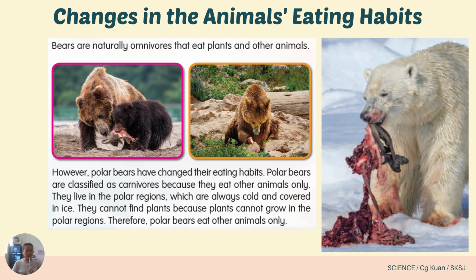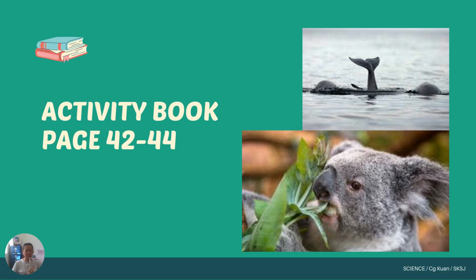They live in the polar regions, which are always cold and covered in ice. They cannot find plants because plants cannot grow in the polar regions. Therefore, polar bears change their eating habits. Polar bears eat other animals only.